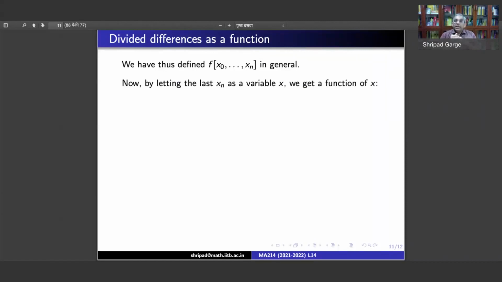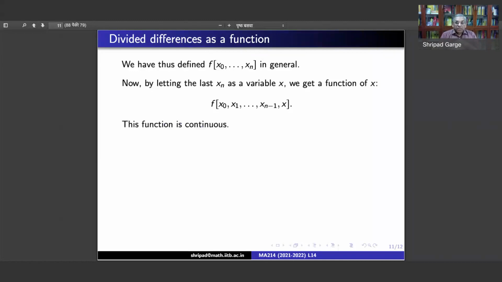So by letting this last xn be a variable, we have indeed obtained a function of the variable x. What does this function tell you? It is f[x0, x1, ..., xn minus 1, x], because the last one, xn, is called x. Up to xn minus 1, we have our nodes, comma, x. Once you had these n minus 1 nodes, then for any x, we have a function value given by this Newton's divided difference. This function is continuous.